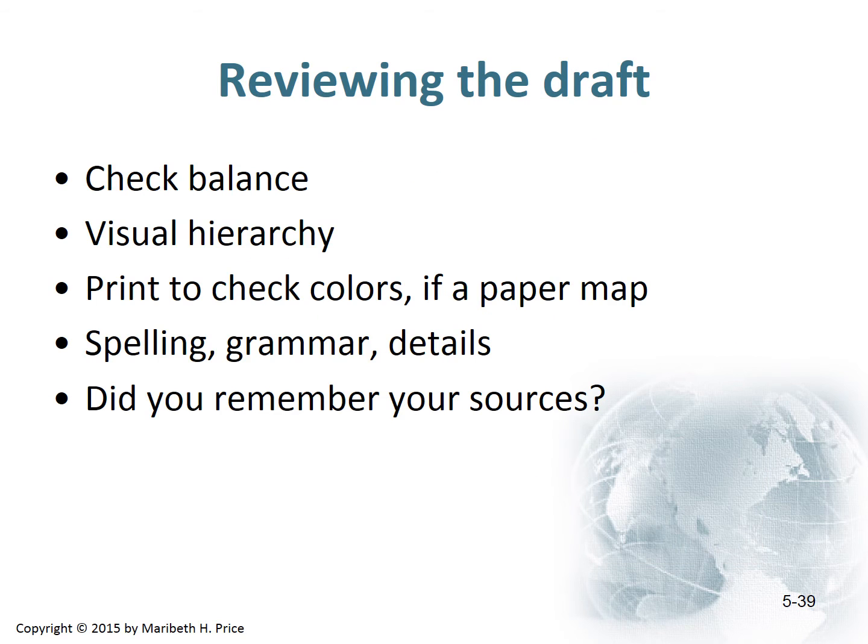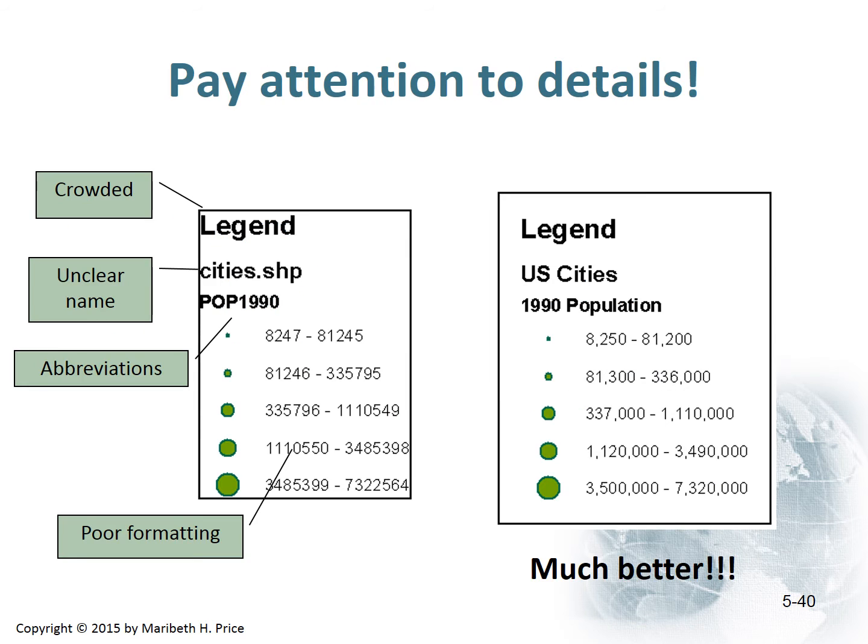Reviewing and editing. When you review the draft of a map, there are certain things that you're going to look for. You're going to check the balance. You're going to look for visual hierarchy. You're going to print to check colors on a paper map, spelling, grammar, details, and do you remember to cite the sources of the data? So some things to look out for.